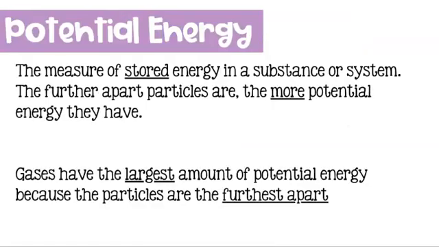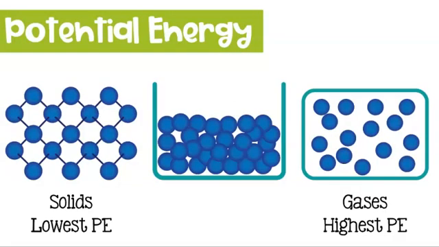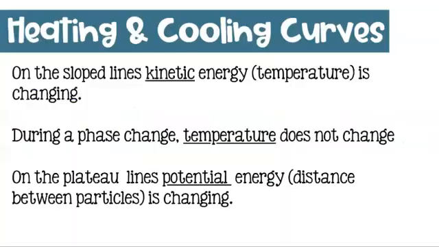We have some that are slow and some that are faster, but the thermometer itself reads the average speed, so the middle speed. Now, potential energy is a measure of stored energy in a substance or system. The further apart particles are, the more potential energy you have. Gases have the largest amount of potential energy because the particles are the furthest apart. Meanwhile, solids have the lowest potential energy because they are the closest together. And liquids are intermediate because they're pretty close together, but they can flow around a bit. They have a little space to move. We've reviewed that. Let's look at heating and cooling curves.